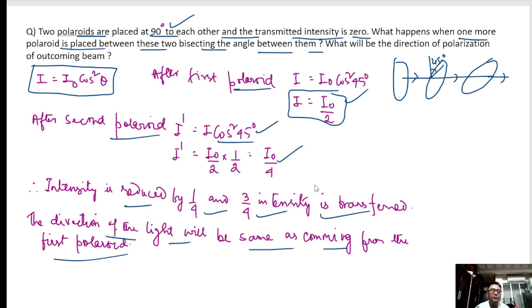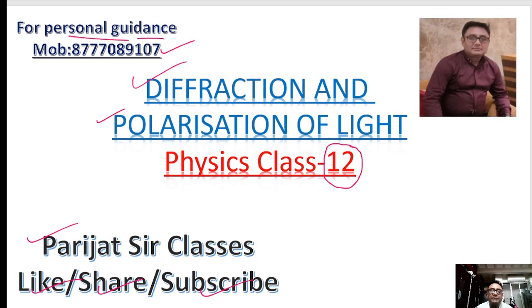So friends, with this we finish the diffraction and polarization of light chapter, and I hope you have understood, but please go through the numericals. Before that, you should always go through the theory very clearly. First of all, practice the theory a lot and only then do the numericals.